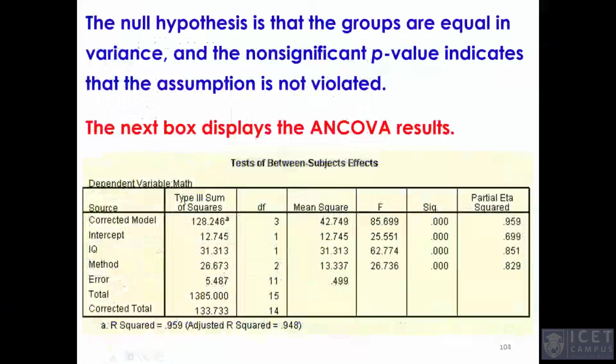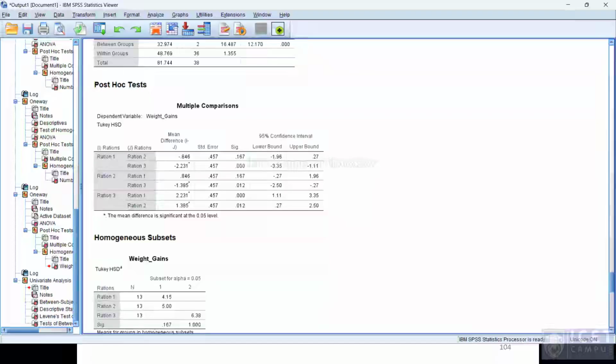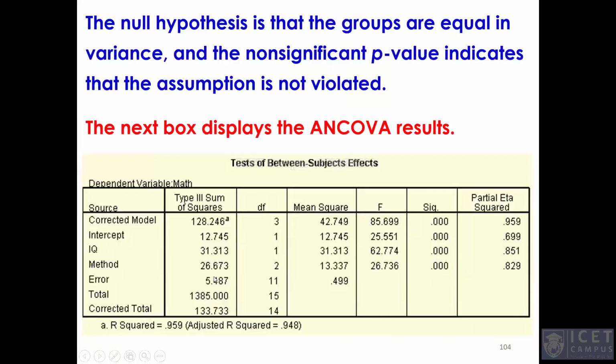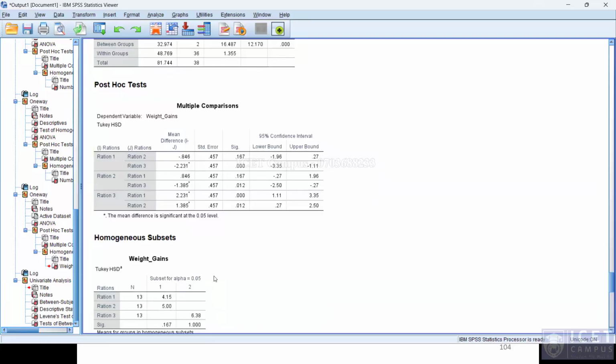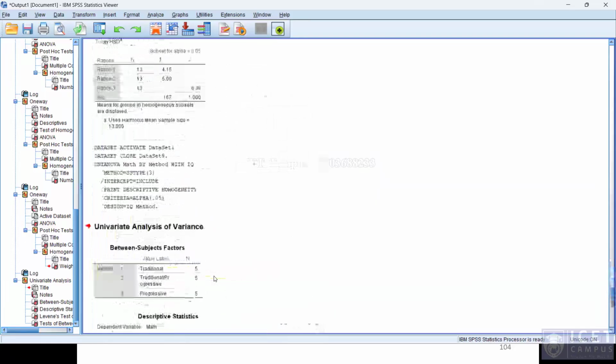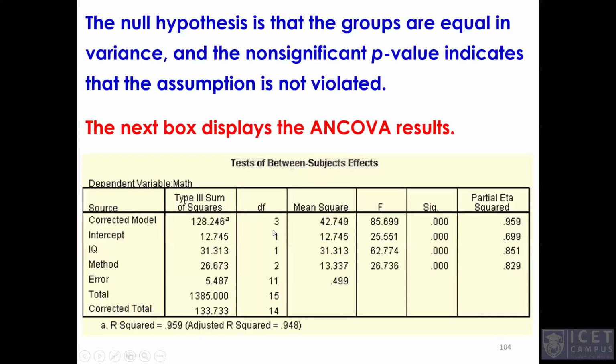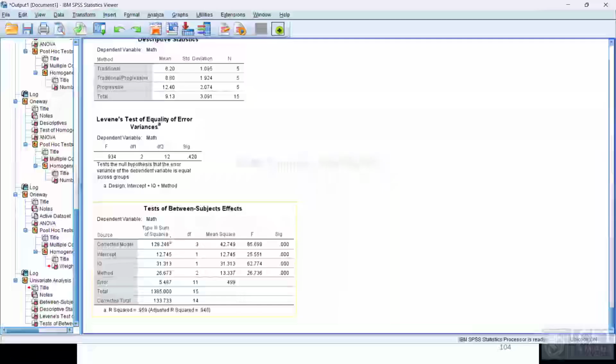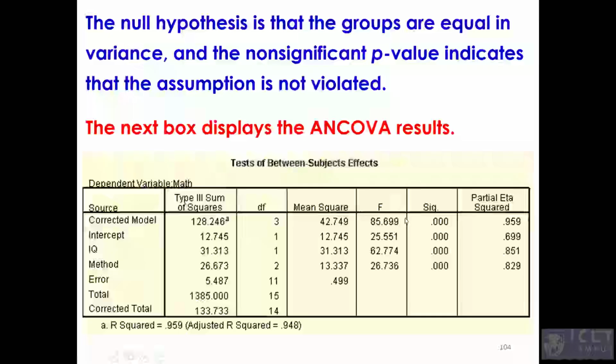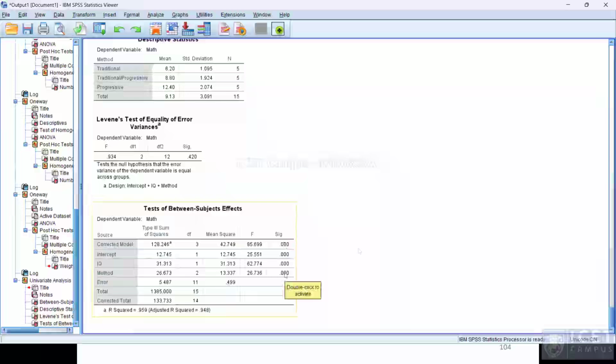The next ANCOVA result, that is the ANCOVA tests of between-subjects effects. Right. This one, multiple comparison. Yeah, this is the ANCOVA result, tests of between-subjects effects. So you can see here, just like regression, all the values are less than 0.05. It means that it is significant.